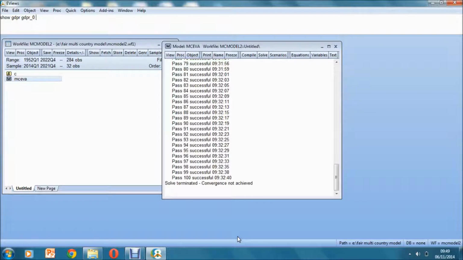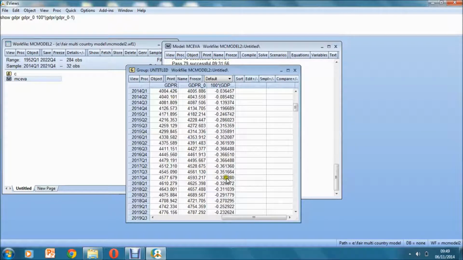If we want to look at the percentage difference between the two, then I can also put in 100 multiplied by GDPR divided by GDPR_0 minus 1, then hit return, and this gives me the two solutions from the Fair software and the EViews software, and the percentage difference between the two. And we see that although the solutions are very similar, there is a difference between the two, but that difference is never particularly large. It never gets more than 0.5% of the original series.